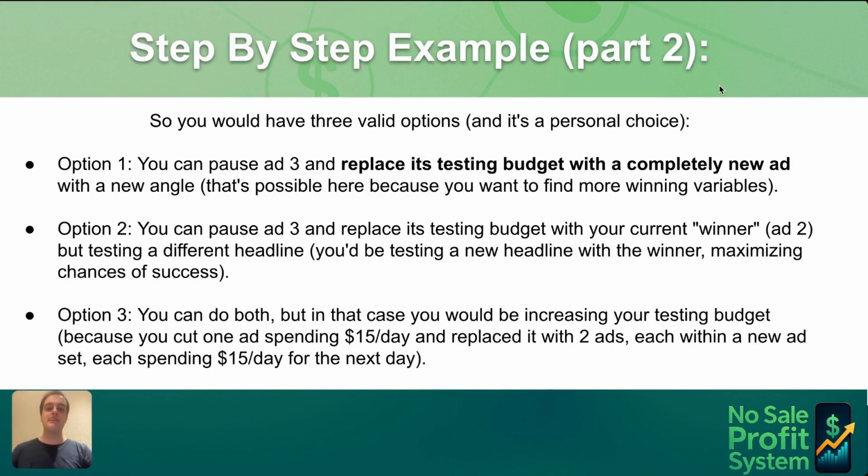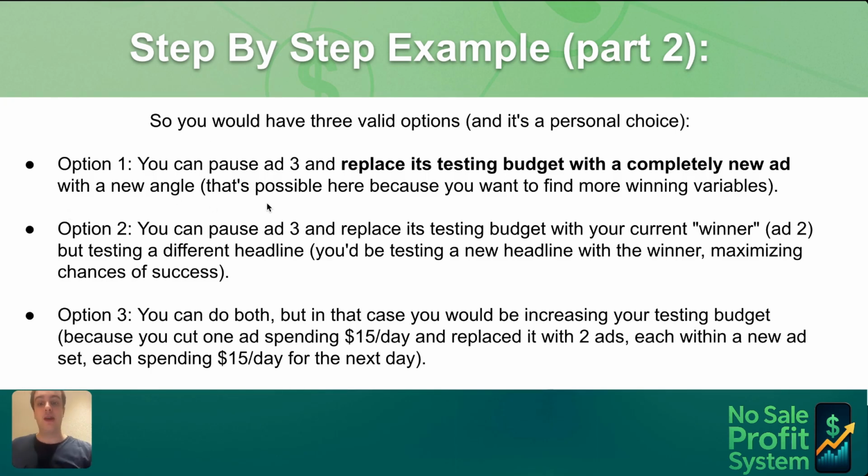So part two, now you pretty much have three valid options, and it's completely a personal choice. Option one, you can pause ad three, which probably should either way, and replace its testing budget with a completely new ad. Because remember, guys, I always recommend that you're testing completely new ads in the beginning, and it's possible here because you want to find more winning variables. Even the ad that is break even is not actually making money; it's just breaking even. So in this case, I'll just keep testing completely new ads, and I absolutely love option one.